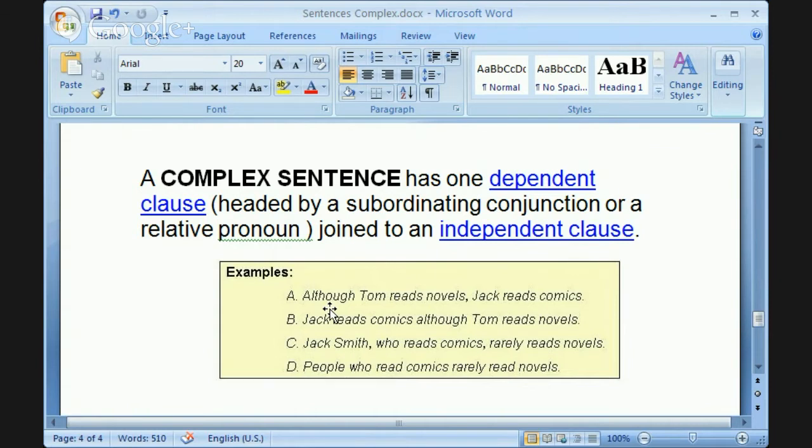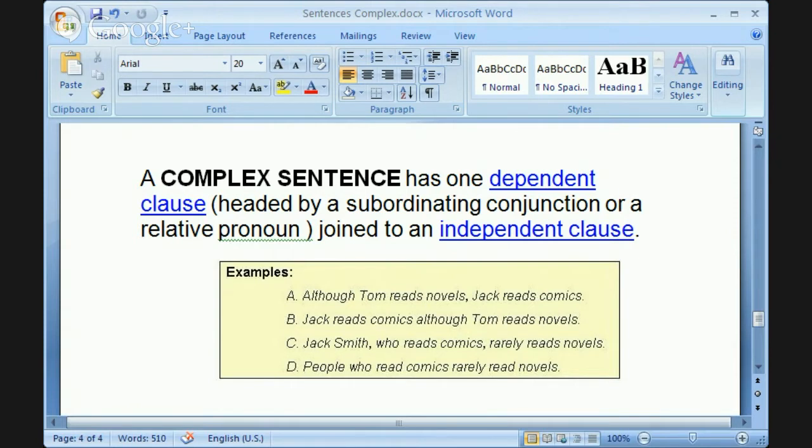If I just said to you, although Tom reads novels, again, you would think I've lost my marbles. I've gone insane. By itself, that phrase makes absolutely no sense at all. Hey, Mike, although Tom reads novels, and then I say nothing. Obviously, I've gone insane. That's because I'm speaking with just a dependent clause or a subordinate clause.